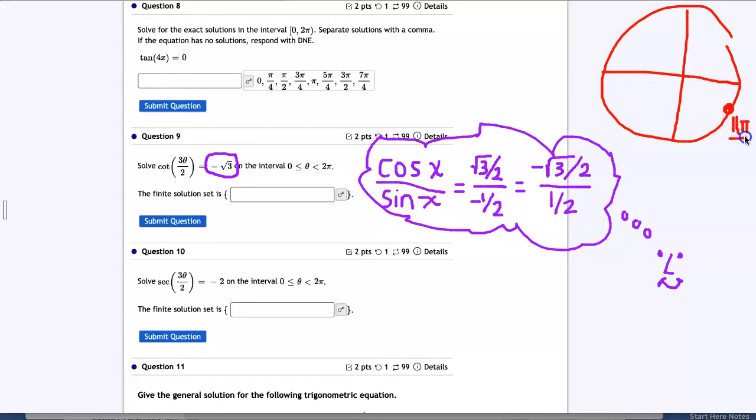And then the other question is, where do we have a cosine of negative root 3 over 2 and a sine value of 1/2? And that would, of course, be pi away from my other answer. Remember that tangent and cotangent have a period of pi, so you're going to see these values repeat every pi, right? Every pi, the values keep repeating because tangent and cotangent have a period of pi. Okay, so now I have these 2 initial values that I'm going to now set equal to 3 theta over 2. Let me do this on the board.